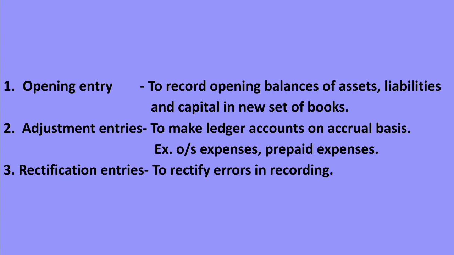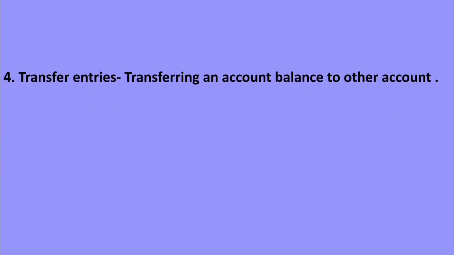For example, we have paid salary to a particular person. Instead of debiting salary account, we have given debit to that party's account. Now we want to correct it. We want to cancel the debit given to that party's account. At the same time, we want to debit salary account also. Then we need to write some rectification entries. Such rectification entries we can write in the journal proper.